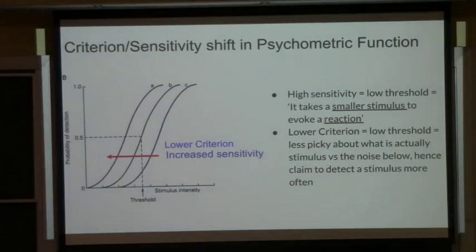Yes? Would it be correct to say that criterion is a function of what level of neuronal firing causes someone to say that there's a response, versus sensitivity being whether or not a given stimulus evokes a particular level of neuronal firing? Yes, that will be a perfectly fine definition. And for those of you who didn't hear him, he said that the criterion is the level of firing that you call a stimulus. So do you call 10 spikes per second a stimulus or 20 spikes per second?